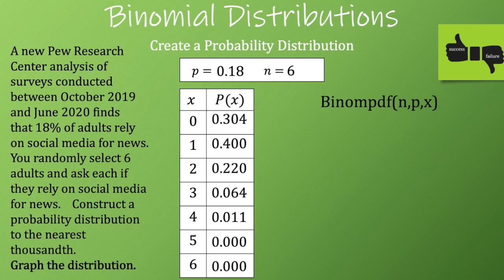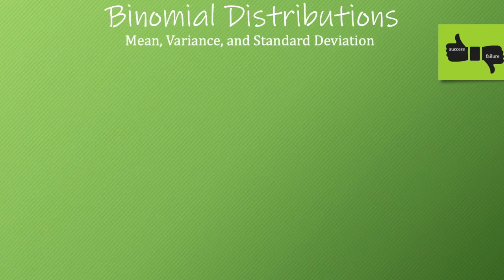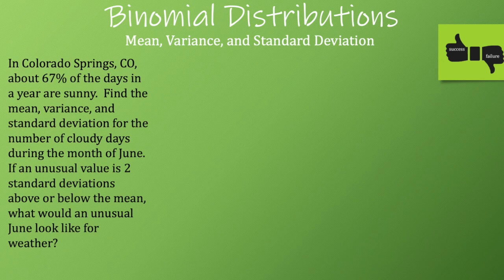Once we have our probability distribution, we can make a lovely graph to get a visual overview of how these probabilities work out. Now remember, a picture is worth 1,000 words, a graph is worth 1,000 numbers. With any probability distribution, we can find the mean, the variance, and the standard deviation, and I'll show you how.